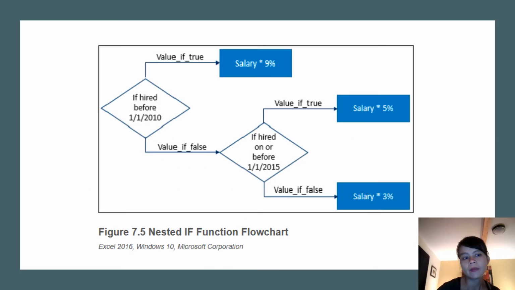So there we have here the value if true. So if hired before January 1st, 2010, if it's true, then you just get 9%. You go straight there. If it's false, if the employee is not hired before 2010, then go here and then test again once more. Is it hired before 2015? Then if it's true, then it's 5%. If not, then it means it's after 2015, then it's 3%.